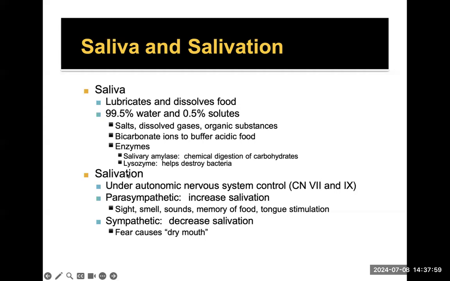So salivation actually occurs under autonomic nervous system control. So if your parasympathetic nervous system is activated, you're going to increase salivation, which means it can be activated by sight, smell, sound, memory of food, or even tongue stimulation, like something touching your tongue. And then sympathetic nervous system is going to decrease salivation. Fear causes quote unquote dry mouth, which would mean that you would be less hungry at that point.